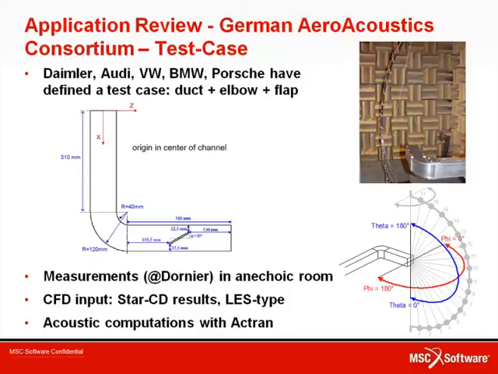So the first example concerned a test case set up a few years ago by the so-called German Aeroacoustic Consortium to benchmark the numerical methods able to predict HVAC noise. And so the test case is made of a rectangular duct with an elbow, and then there is a flap a few centimeters before the end of the duct. And so for this exercise, the final goal is to predict the noise results on a sphere of microphones that is located at some distance from the outlet of the duct.